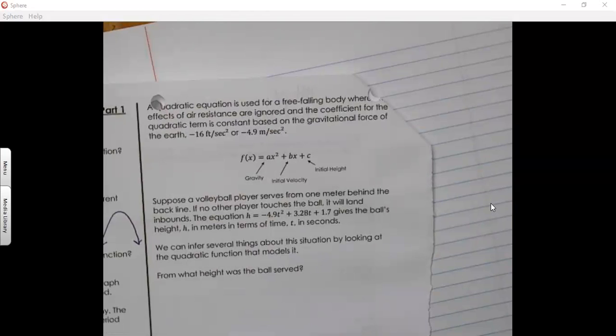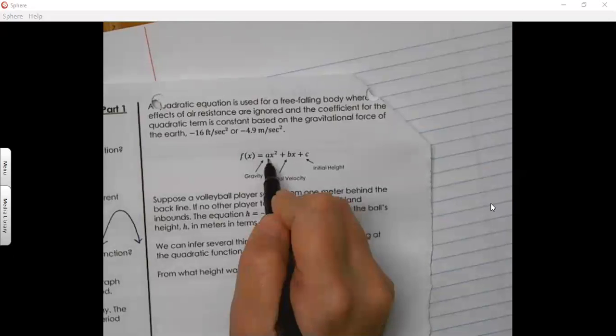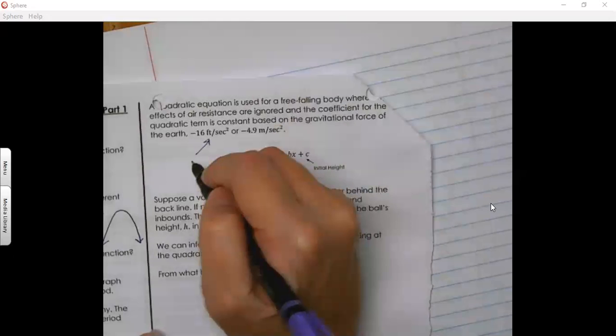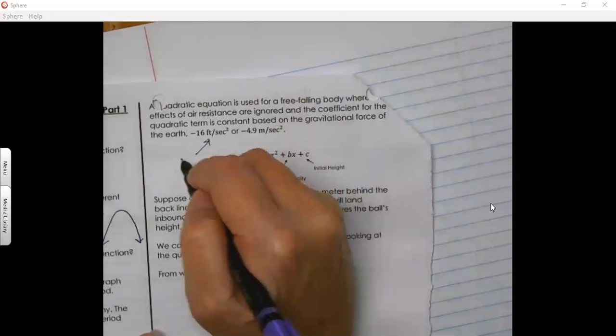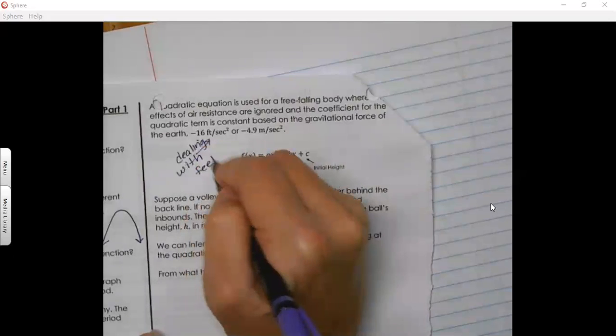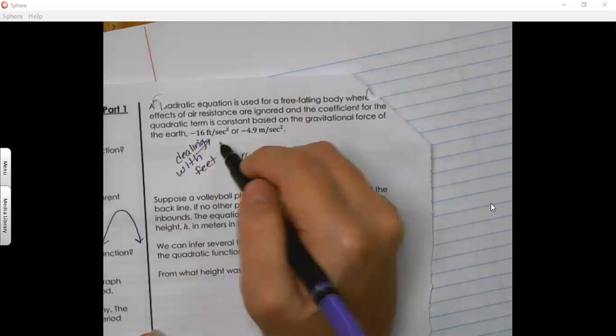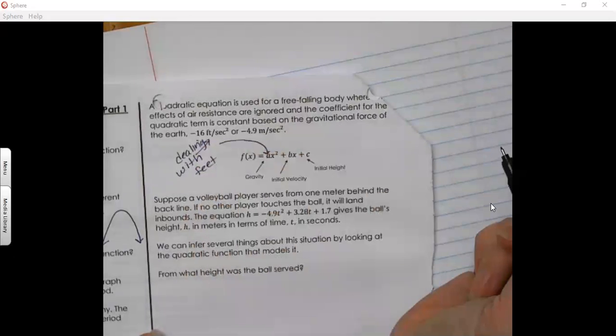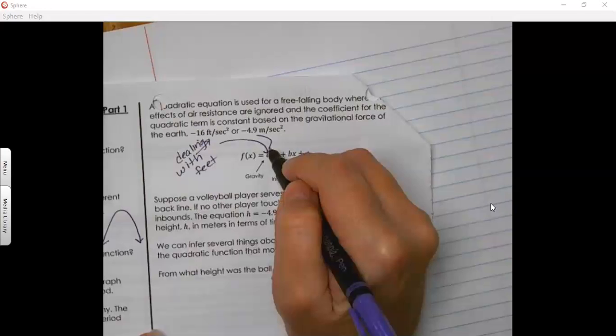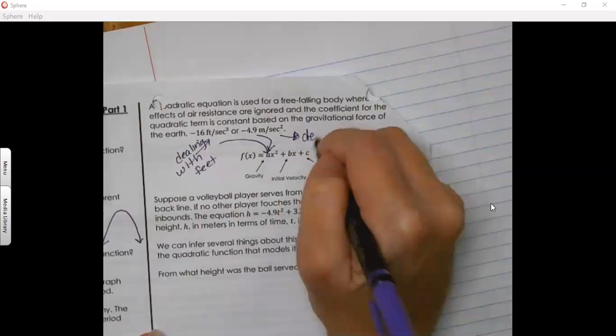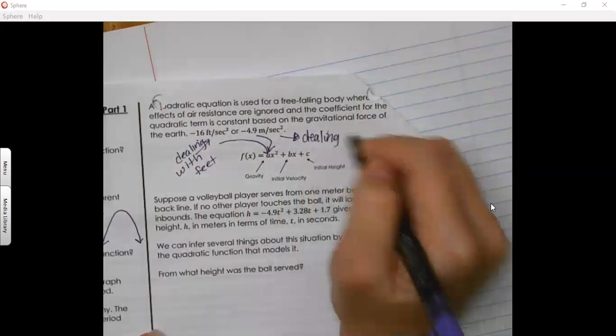All right. So if you see -16 as the coefficient of your quadratic term, that tells you that you're dealing with feet. So if your A is -16, you're dealing with feet. If your A is -4.9, that tells you you're dealing with meters.